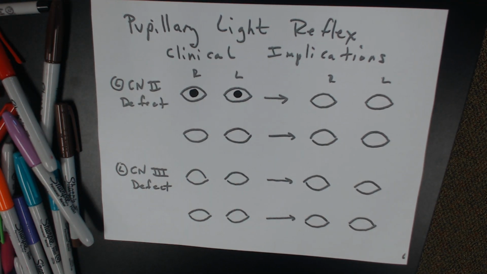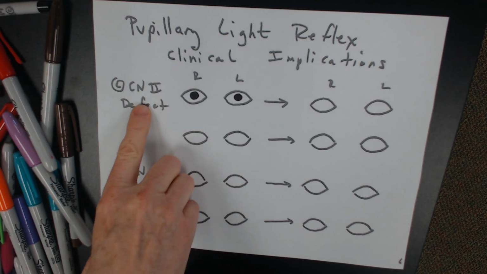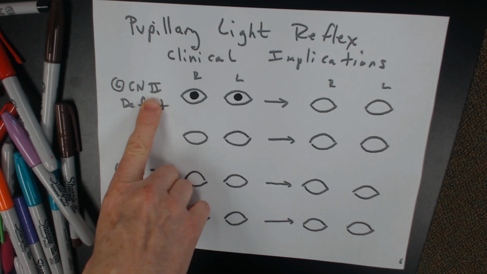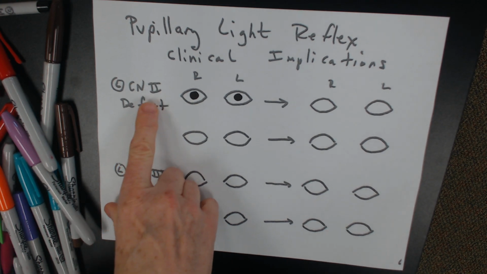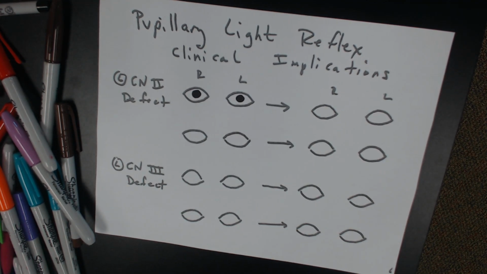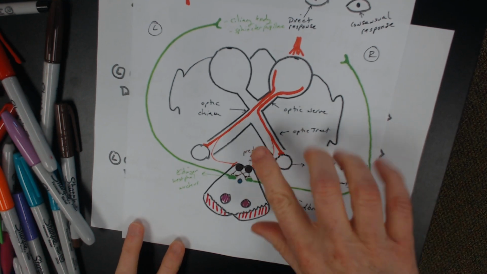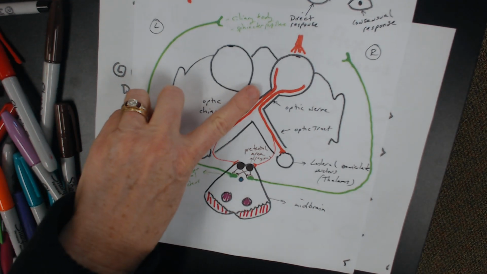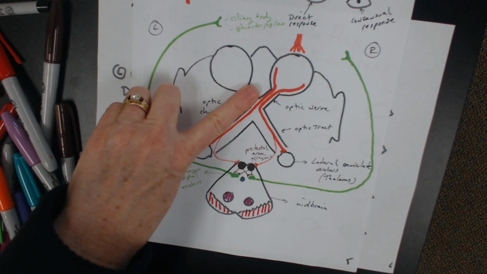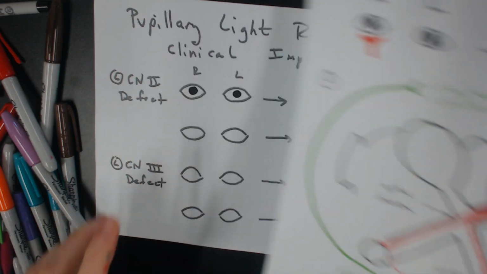When you do this test, you want to shine the flashlight in both eyes to get a conclusive result. You shouldn't just do it in one eye. And the first scenario that we're going to look at is a left cranial nerve 2 defect. So in other words, cranial nerve 2 has been wiped out on the left side. So there's no cranial nerve 2 here. Okay, so that's what we're going to be looking at.